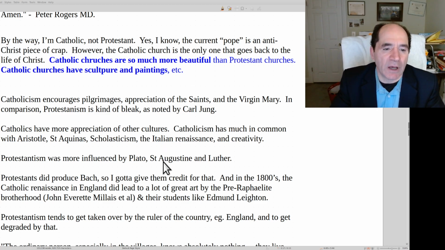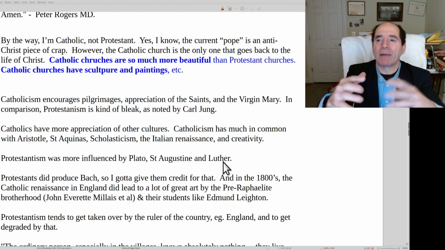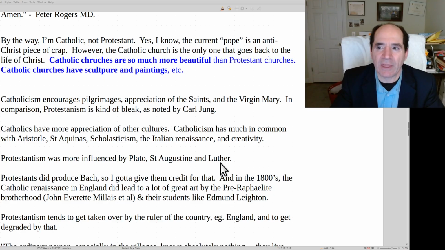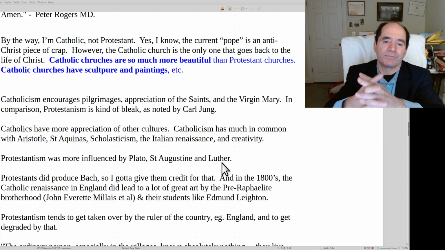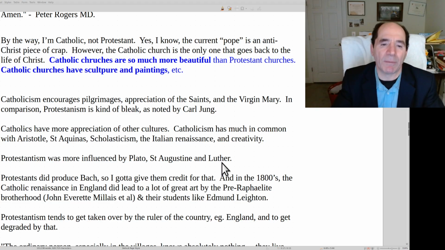All right, what else? Protestantism was more influenced by Plato, St. Augustine, and Luther, okay? And so they overemphasize Bible, Bible, Bible, which they think makes them better than Catholics, but it's stupid because the Catholics are in connection to Jesus, and the Catholics also, they didn't even officially settle on what the Bible contained until about 300 years after Christ died, okay? So give me a break.